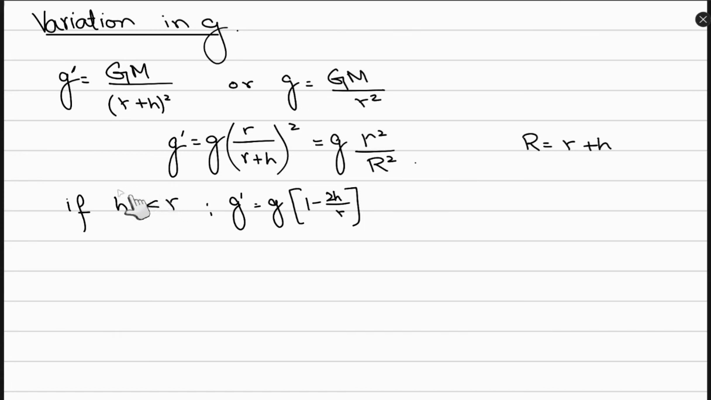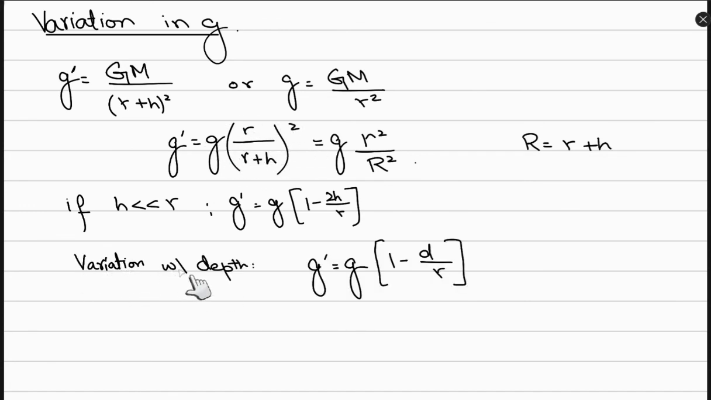Now suppose your height h is negligible compared with the radius of the planet. Then the new acceleration due to gravity at some height h would be equal to g times 1 minus 2h over r. And you can work this out by playing around with this expression over here.